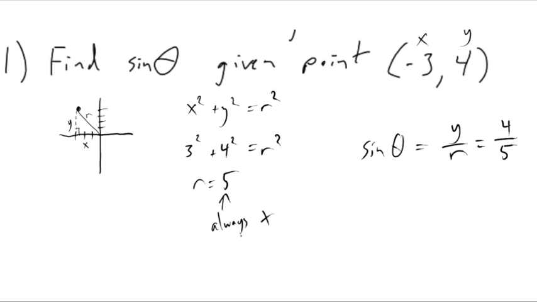And the reason behind that is because it is a distance. So because it's a distance from a point, it will always be a positive number for our radius. All right, let's try another one.